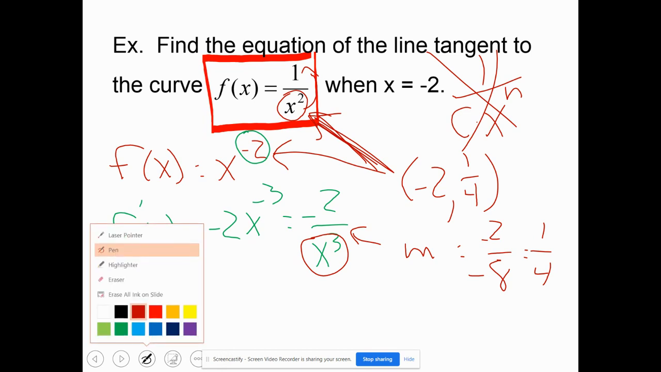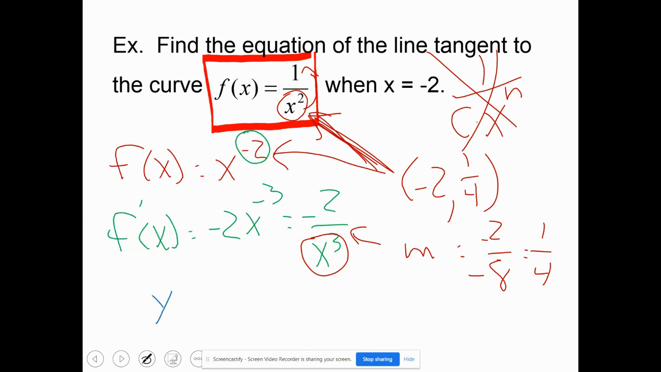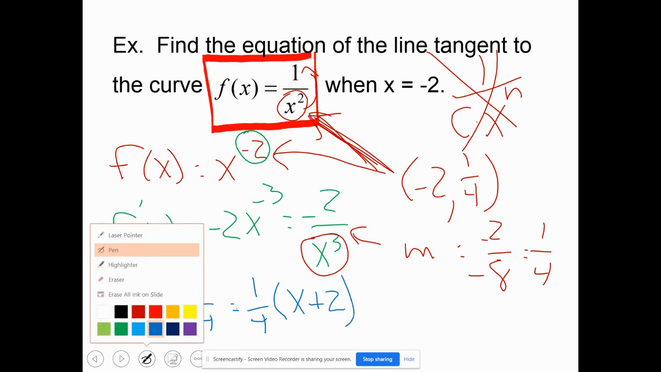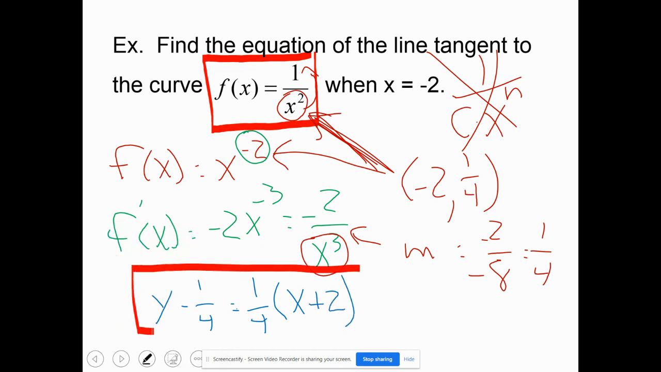So my equation would be y minus 1/4 equals slope, which is 1/4, times x minus -2, which is +2. And that there is the equation of the tangent line.